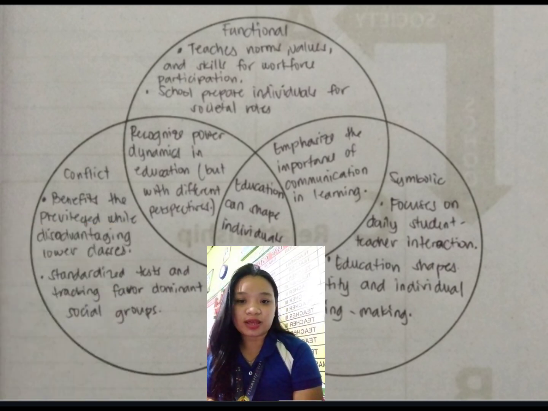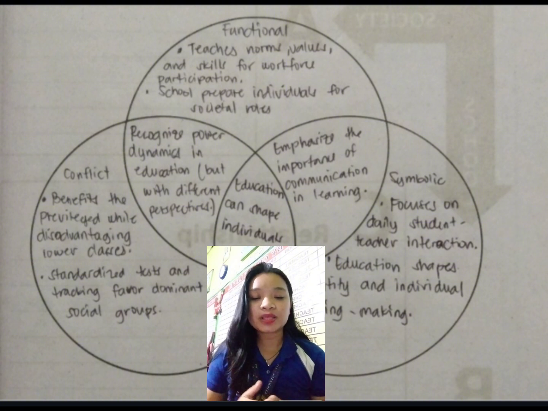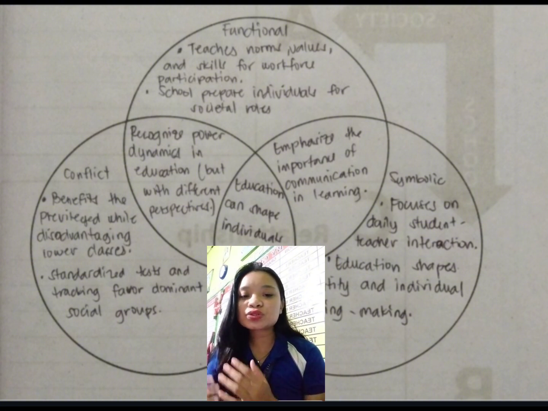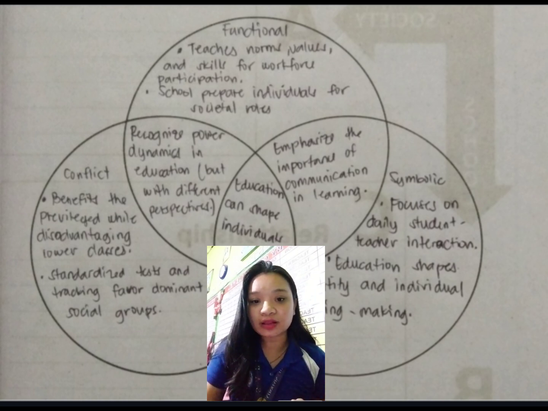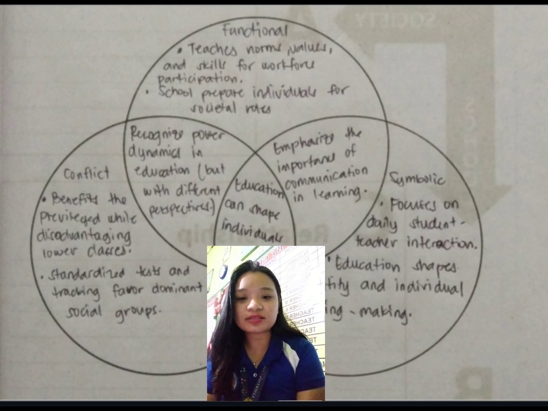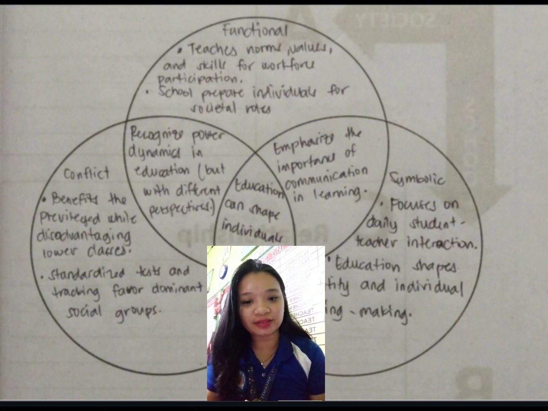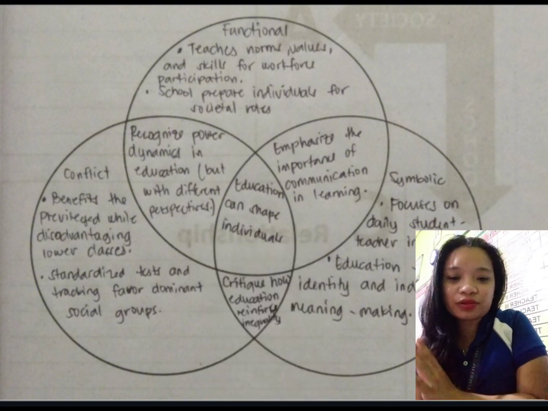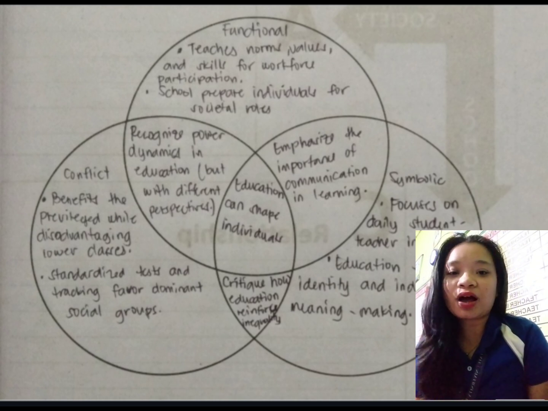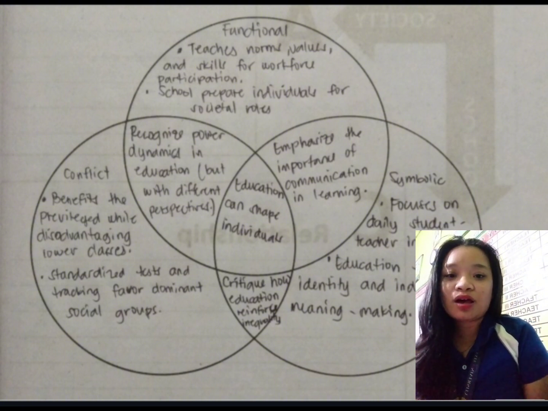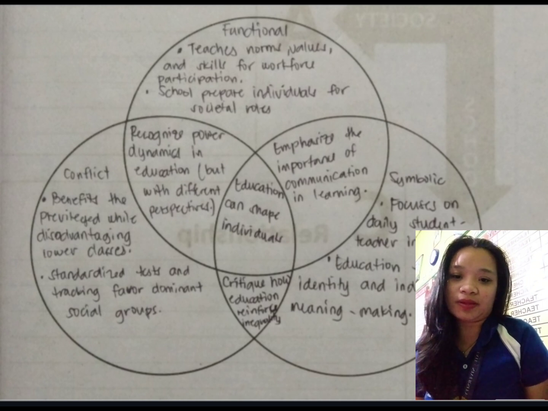Conflict theory and symbolic interactionism both critique how schools reinforce inequality. In conflict theory, it is at a systematic level, while in symbolic interactionism, it is at a personal level. Functionalist theory, conflict theory, and symbolic interactionism agree that education shapes individuals and society, though they differ in their perspective on how this happens.